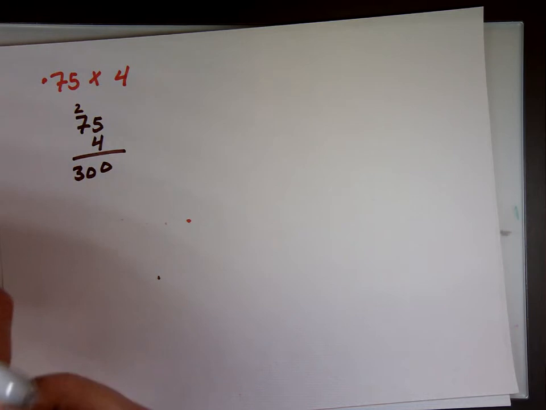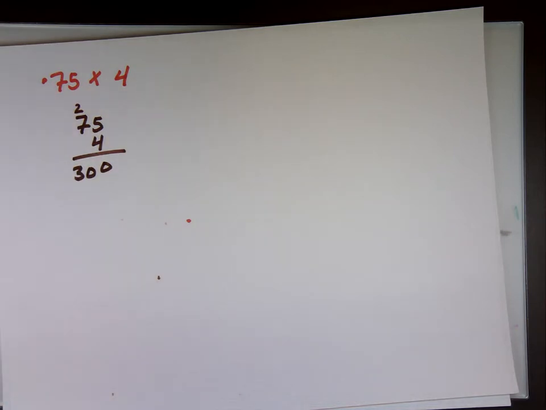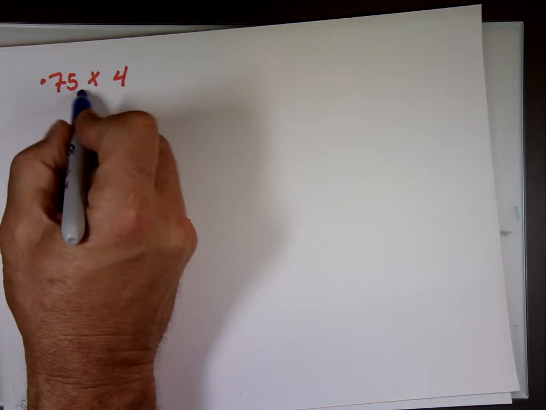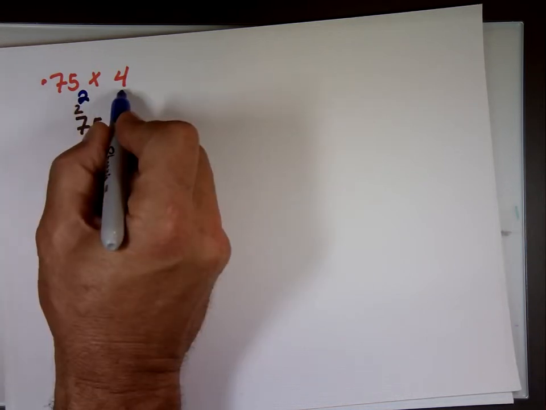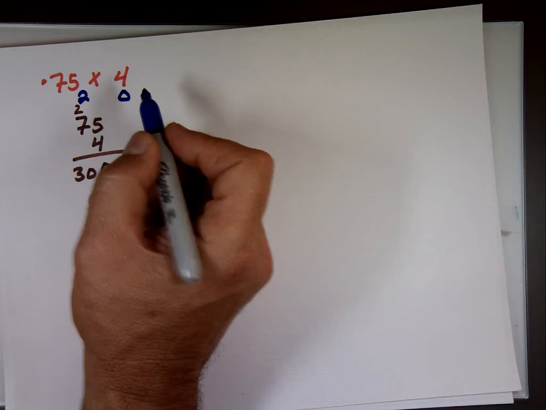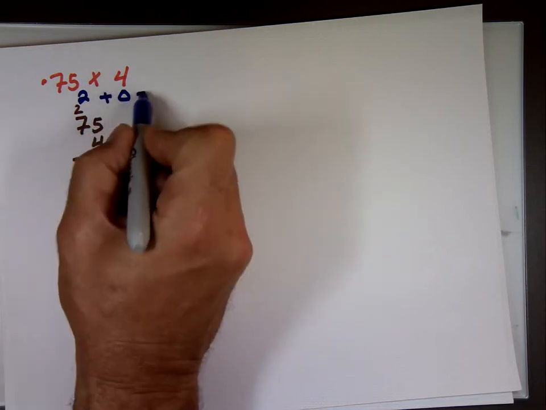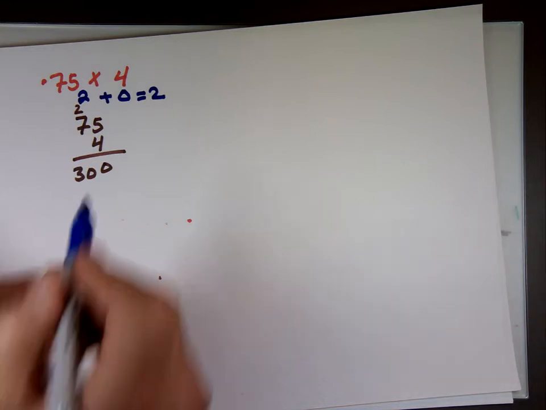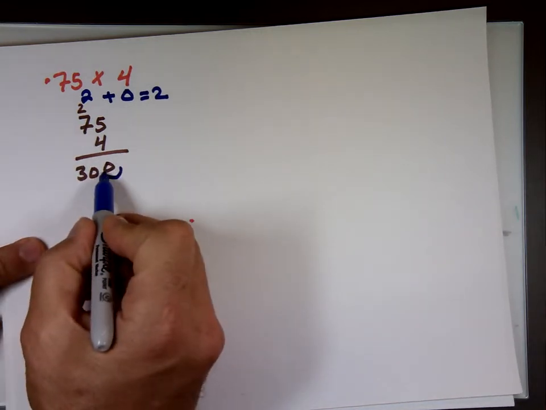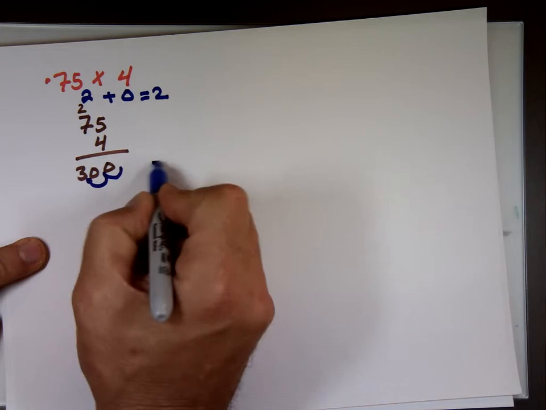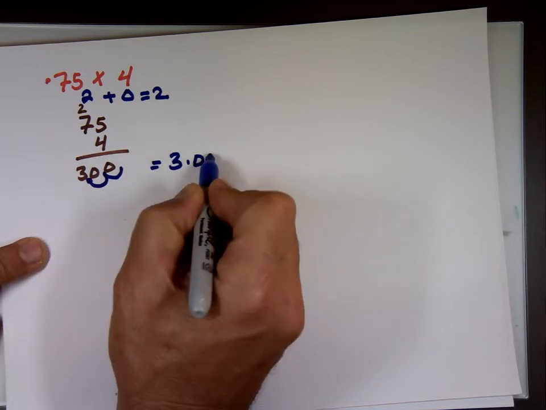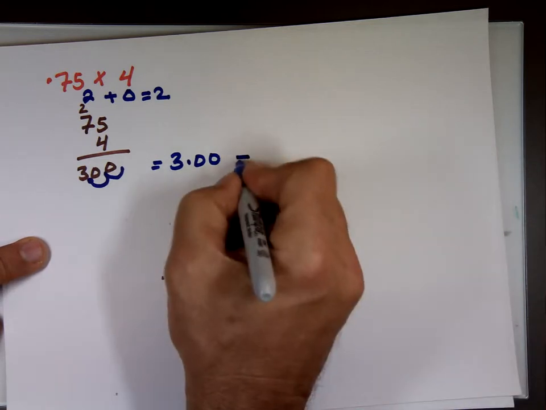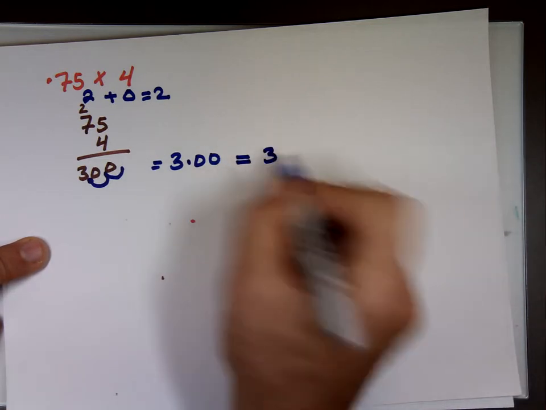Now we're going to move the decimal point. Now how many digits to the right of the decimal point here? 2. And how many here? None. 0. What's 2 plus 0? 2. You're going to move the decimal point 2 places. Start from here. 1, 2. So what's the answer? 3.00. But you know by now the leading and lagging zeros are useless. So you can write that as what? 3.